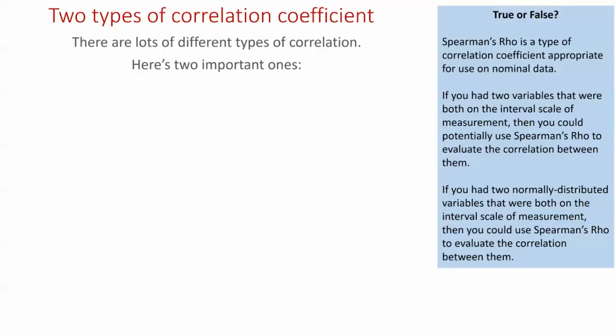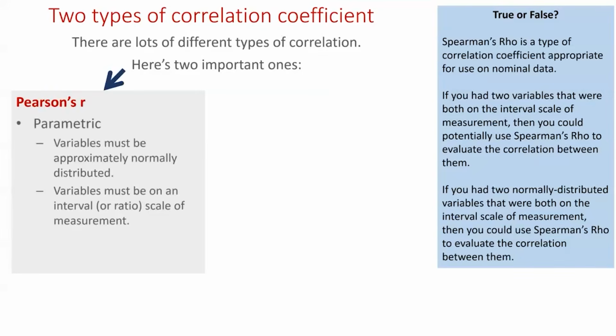You can't tell. So there are lots of different types of correlation, but I've chosen to focus on these two very useful and important ones. First one is Pearson's R. Pearson's R is a parametric correlation, and that means that it has stricter assumptions behind it. So for the purposes of this course, we're going to say that the variables we put into this must be approximately normally distributed, and must be on an interval or ratio scale of measurement.